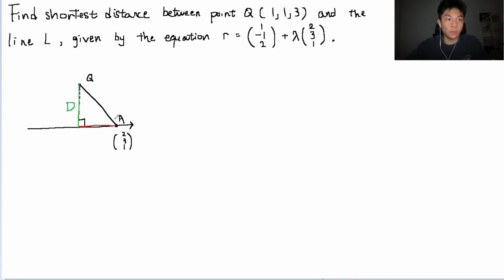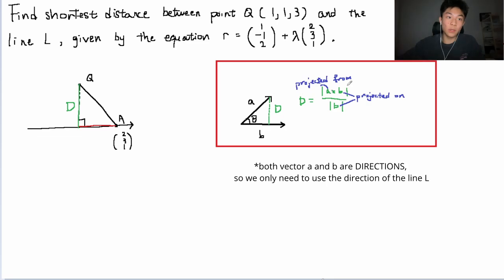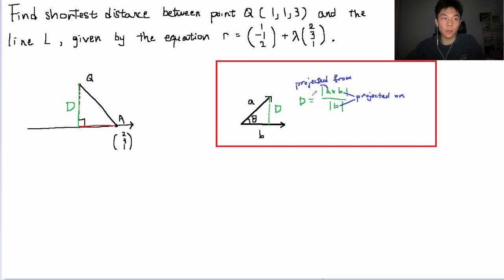So how do we find D? From our previous video, we went through the formula for projection. What we're going to see is that D is equal to the magnitude of the cross product of A and B over the magnitude of B. In order to use this formula, we need to find the vector A. Our B is given by the direction vector (2, 3, 1). So what we need to find is the vector A, which in our question is going to be the vector AQ.